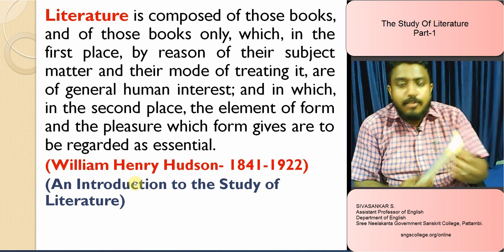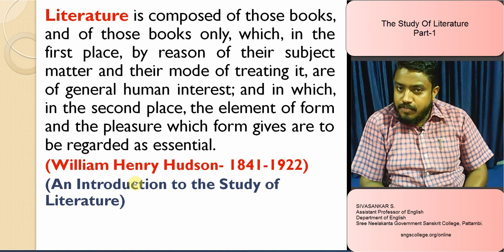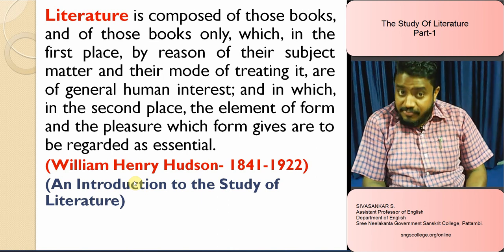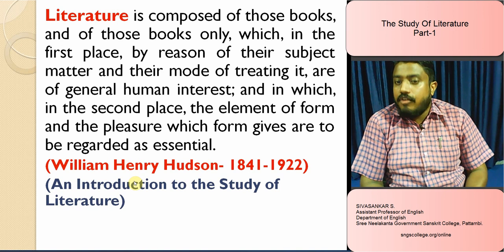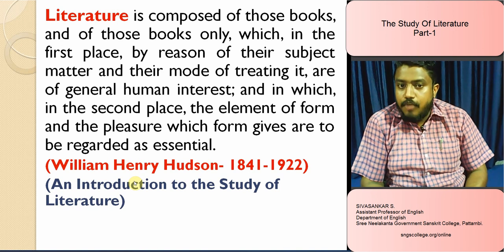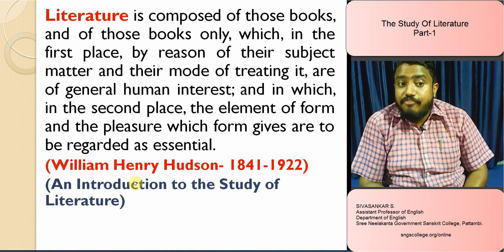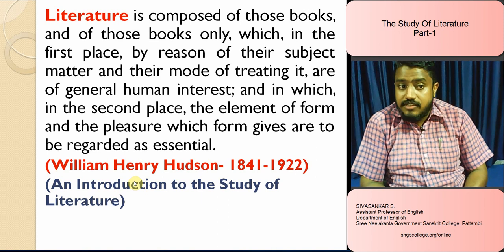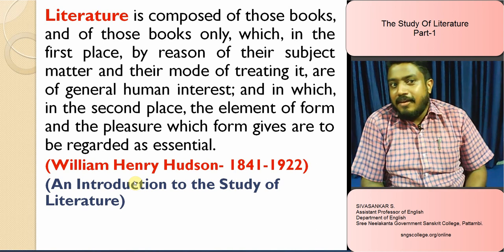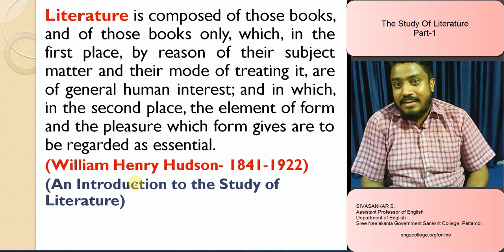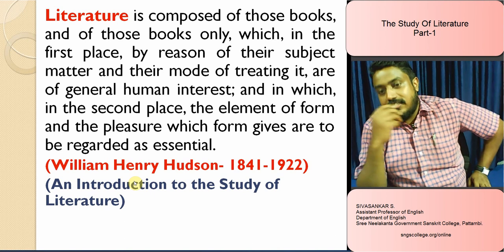So in Hudson's opinion, literature is composed of those books and of those books only which, in the first place, by reason of their subject matter and their mode of treating it, are of general human interest, and in which, in the second place, the element of form and the pleasure which form gives are to be regarded as essential. So this is a complex definition, though it looks simple, because literature is a composition. This is what Hudson is telling us.